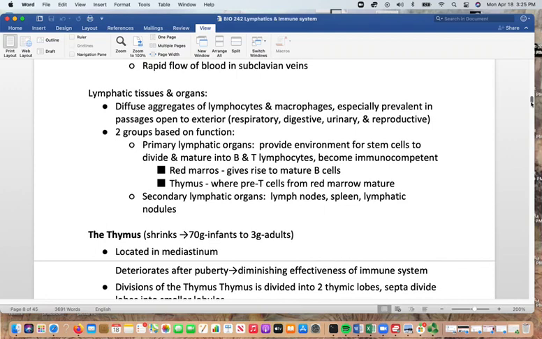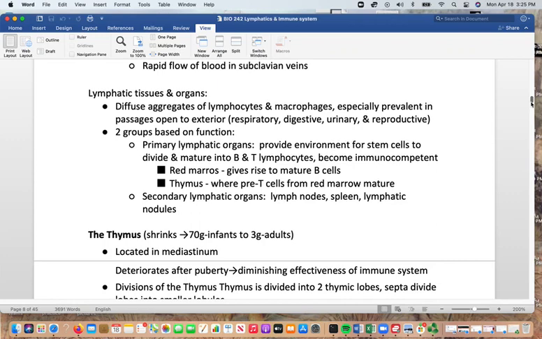So we have diffuse aggregates of lymphocytes and macrophages, especially in the passages that are open to the exterior. If it's open to the exterior, that leaves the potential for invaders to get in, and that's why we want to protect those areas a little bit more. So this would be involved with your respiratory, digestive, urinary, and reproductive systems.